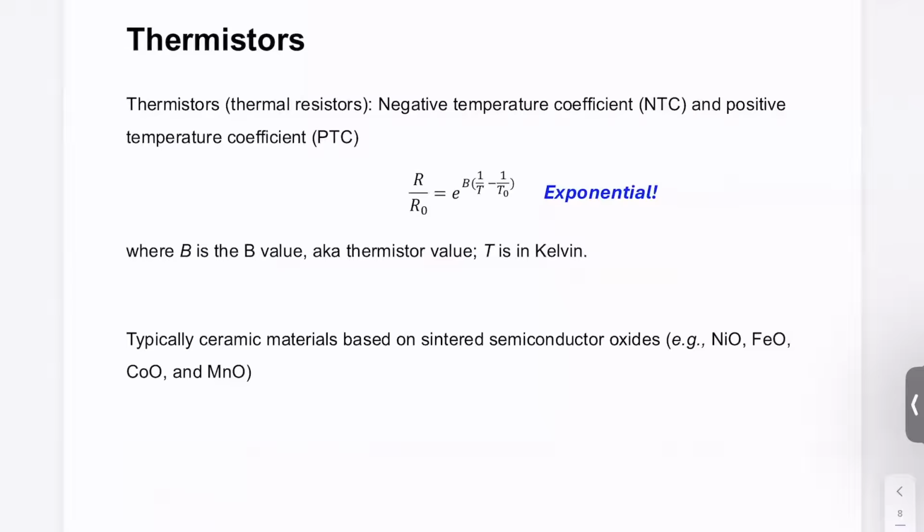The second type of temperature sensors are thermistors, or thermal resistors. And there are two types. At first, these are also resistors. They're called thermal resistors, and these resistors use different materials.